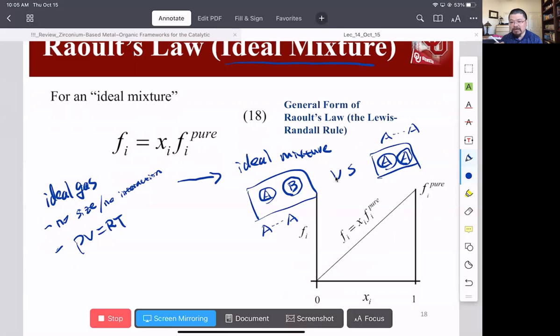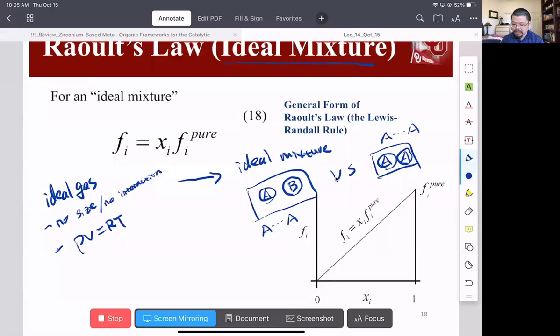We don't necessarily require that we have no interaction. We could have the interaction, and molecules could have their individual size. However, if we assume that their interaction is not affected by others, then this is the ideal mixture case. So what's the use of this?